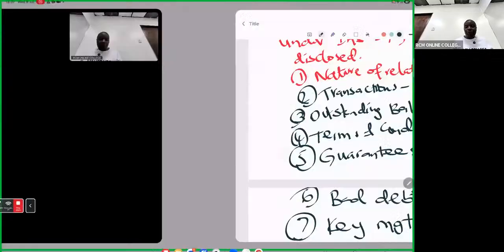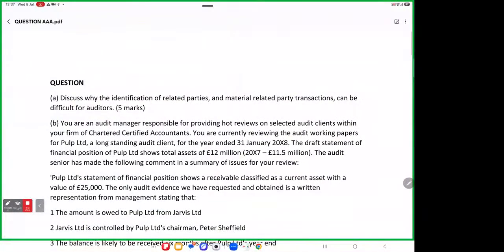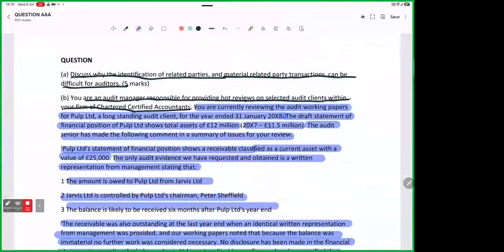So whenever we talk of IAS 24, it is really a key standard that every person who is doing audit or financial reporting, both the normal, intermediate audit and advanced audit, they should always be able to remember. But now look at part 1 of this question. Look at part 1 of this question. So part 1 of this question, they want us to discuss, my friends, part 1 here.